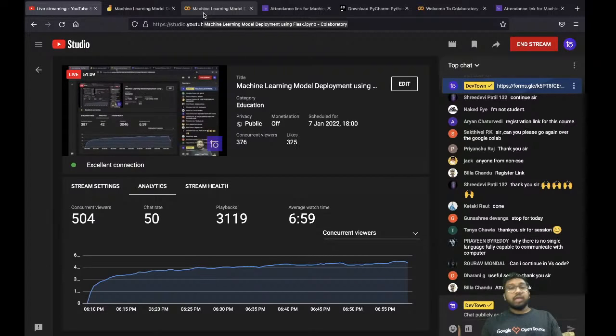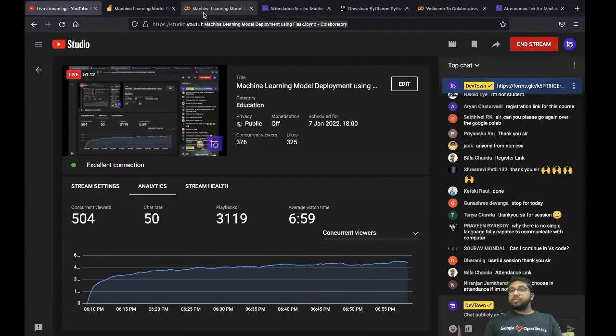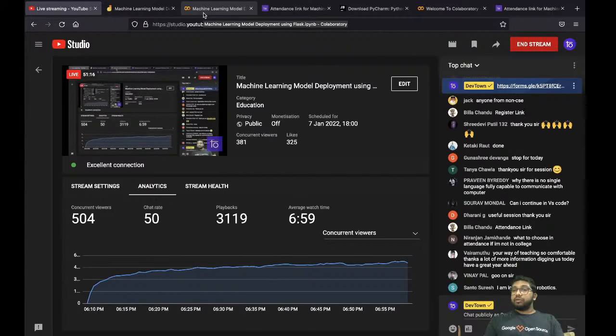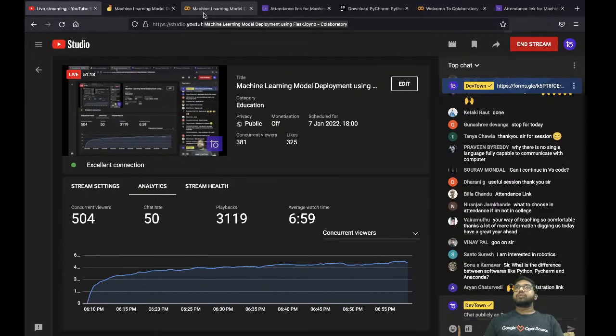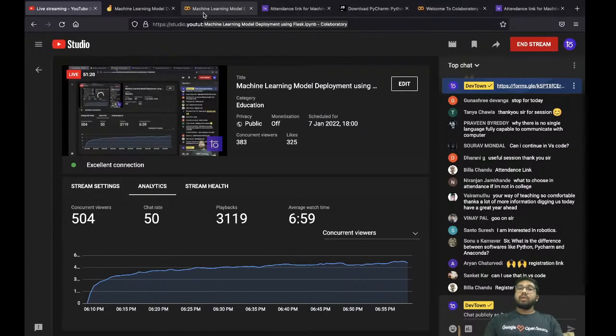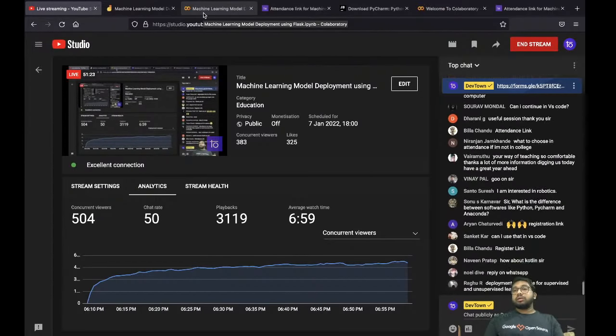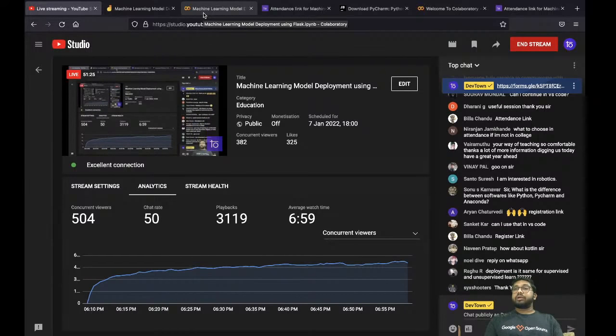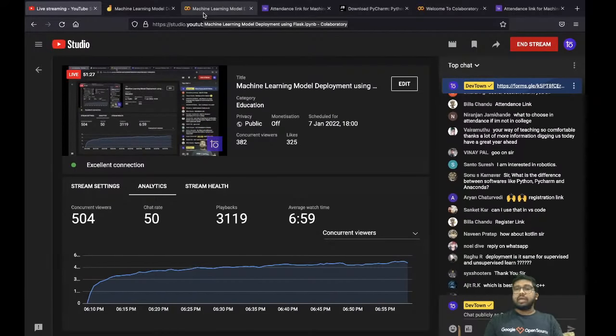Any more questions? Yeah, you can use VS Code. VS Code is so amazing that you can use any kind of extension for that. You can access a notebook on VS Code, not Google Colab, but a notebook using some of the extensions as well.